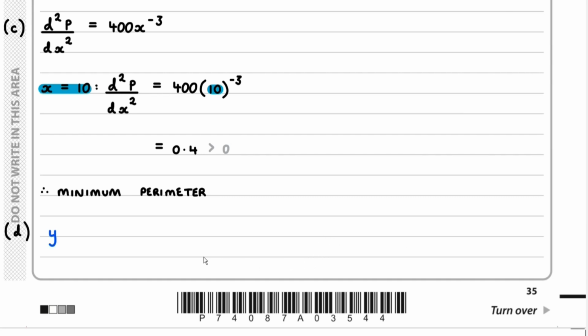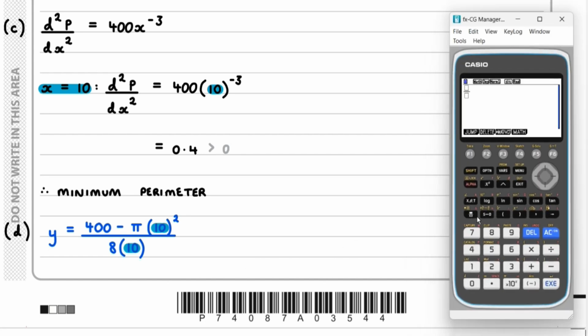So we have y equals 400 subtract pi multiplied by 10 squared over 8 multiplied by 10. So let's work this out. We have 400 subtract pi multiplied by 10 squared over 8 multiplied by 10. And it turns out we get 1.07, etc. And because this is greater than the 1 meter that's required, this x equals 10 is suitable.